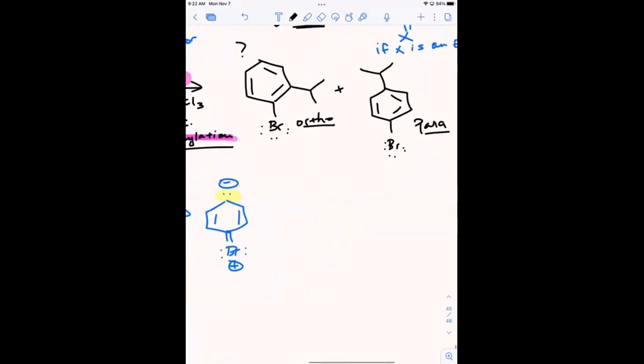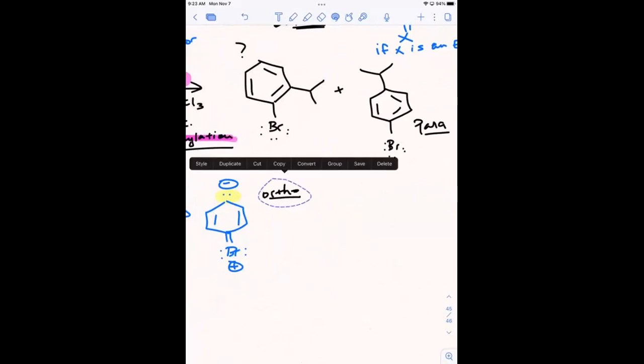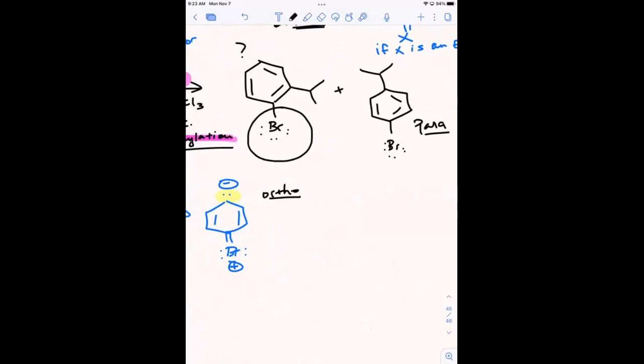Let me give you an idea of the size of bromine. Bromine is huge, right? And the bond will be much longer too, but it's a pretty big atom, atomic radius wise. Which one do you think is going to be more favorable? Mm-hmm. I think maybe the para. Para is always favored. I agree with that.